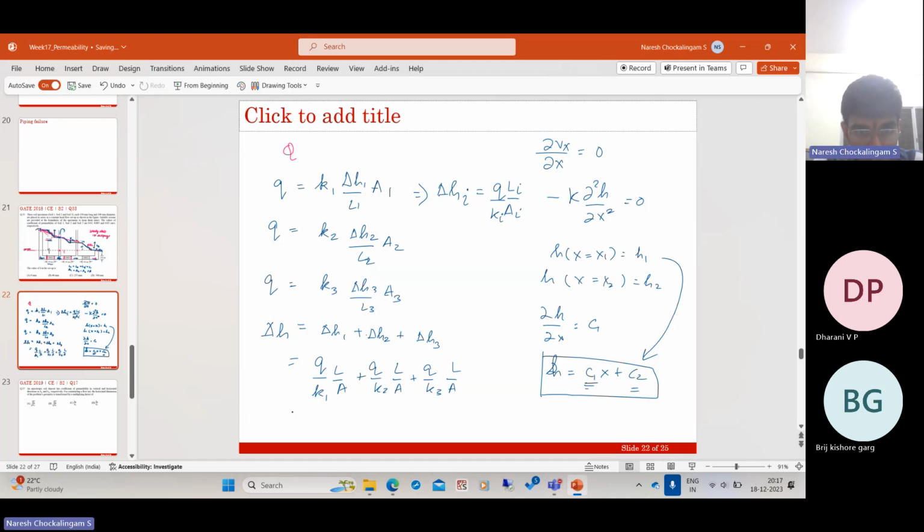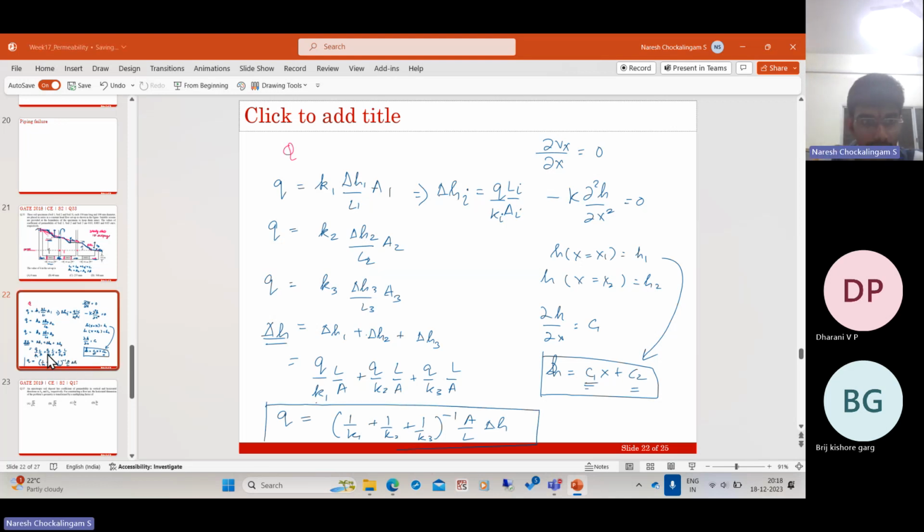Now L by A is constant, therefore you can find the flow, right? This is given, L by A is given, K1, K2, K3 are given, Q you can find. What is Q? If you take this commonly out, you get 1 by K1 plus 1 by K2 plus 1 by K3. This is on the right hand side. Now you're taking it to the left, so this entire thing inverse. And you have an L by A that becomes A by L delta H.